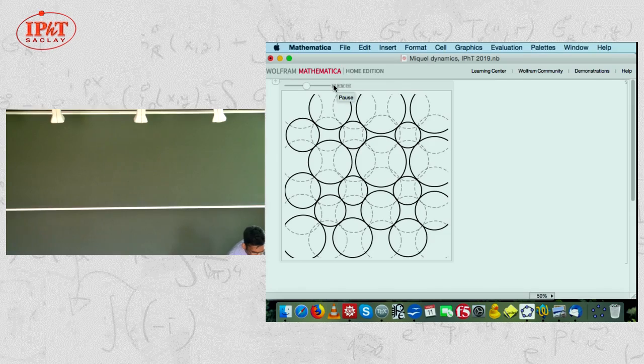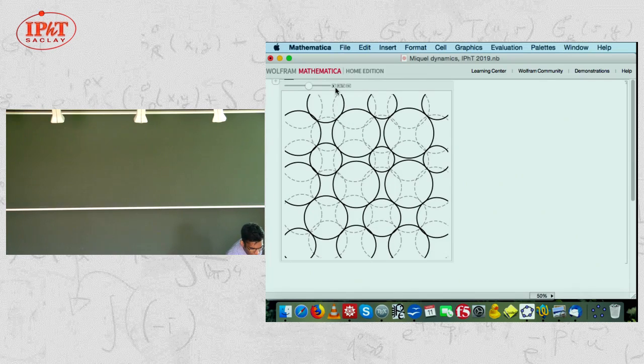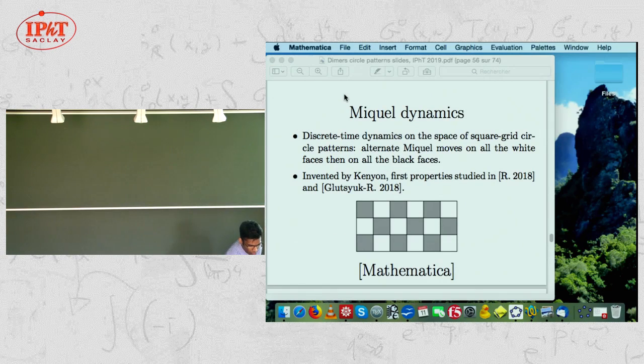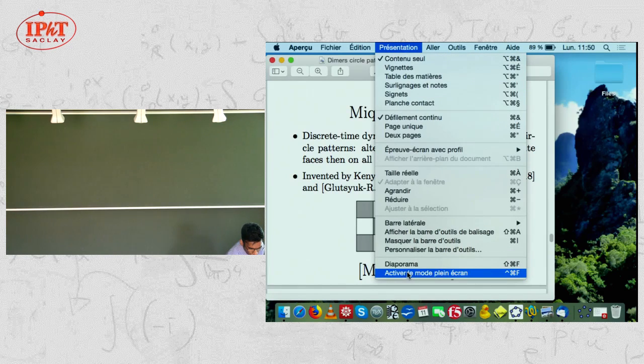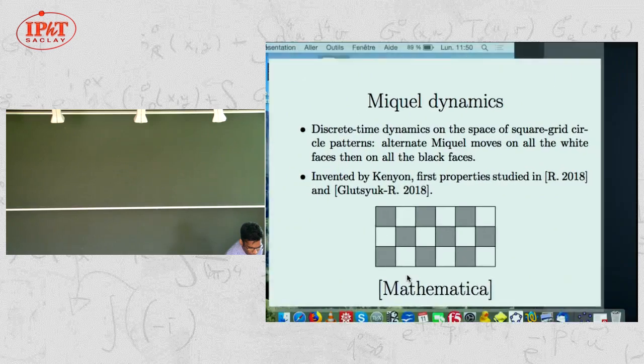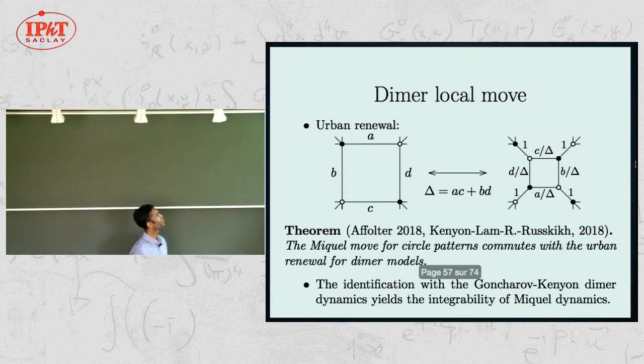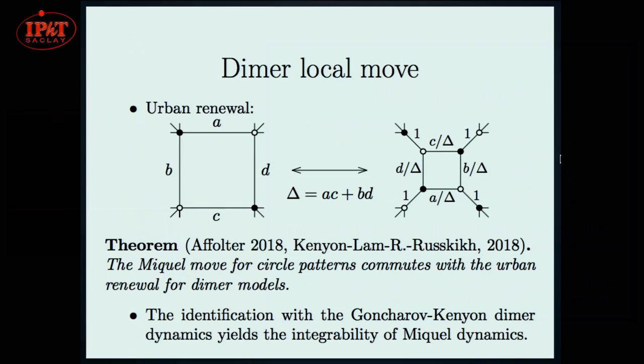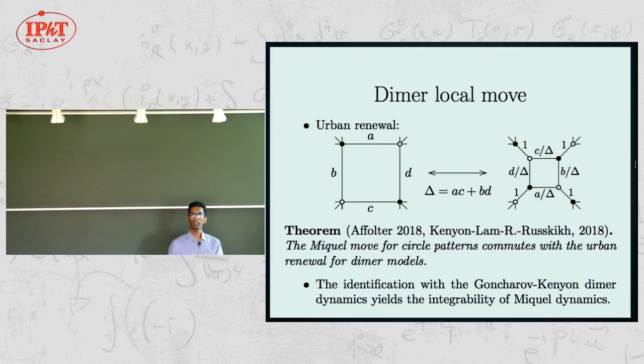So the conjecture was that this is a discrete integrable system, and that it is governed by some cluster algebra mutations. And actually, using the dimer circle correspondence, we can give a positive answer to that. Why is that? We translate this problem from circles to dimers, and we observe that for the dimer model we also have a local move. And that local move is actually the same as the Miquel move once we use the correspondence.